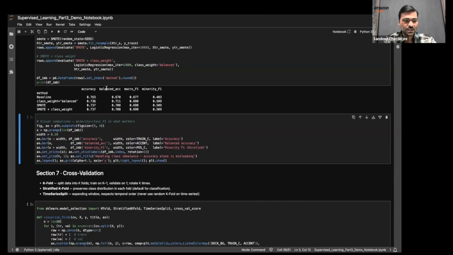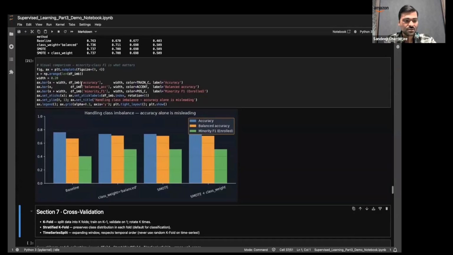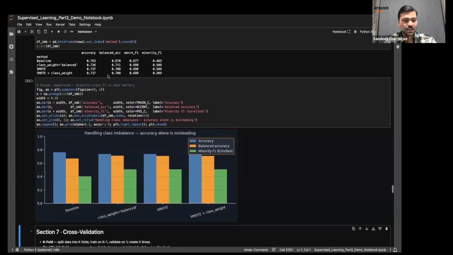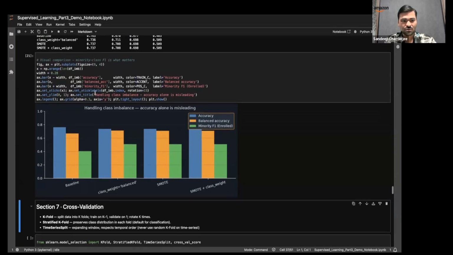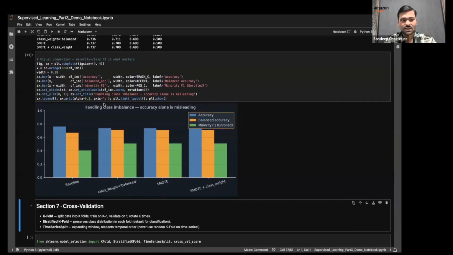There is also a bar chart here. We compare the vanilla random forest with both these strategies, balanced weight and SMOTE. The metric to watch is the minority class F1 or balanced accuracy, not the raw accuracy, because in raw accuracy all are almost the same. The bar chart makes it clear that the balanced accuracy and the enrolled class F1 are improving substantially with class weight or SMOTE.